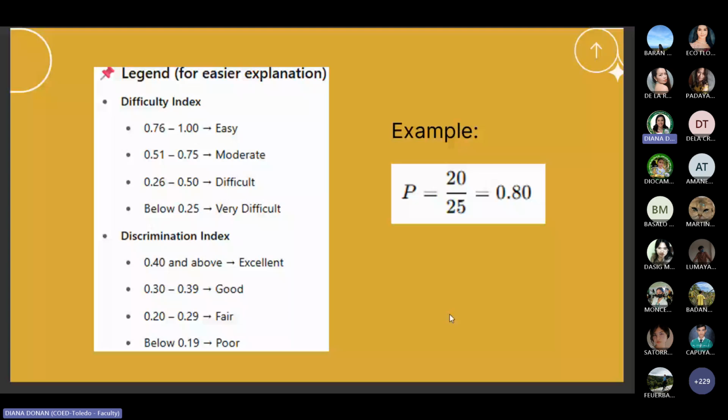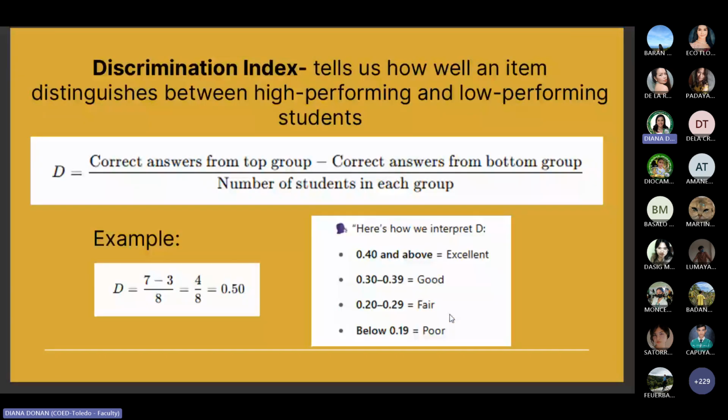Now, we usually aim for moderate difficulty because this shows a balance between challenge and accessibility. Okay, so now we go to the discrimination index. Discrimination index tells us how well an item distinguished between high performing and low performing students. So the formula is: discrimination index is equal to correct answers from the top group minus correct answers from the bottom group, over the total number of students in each group.